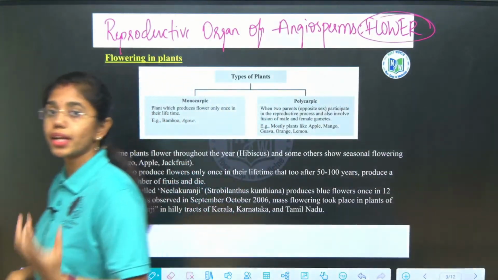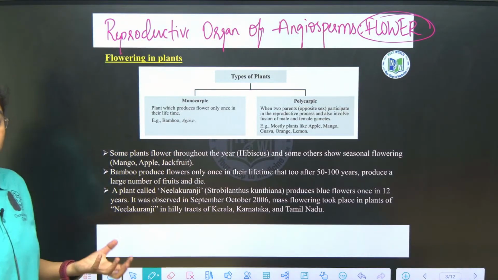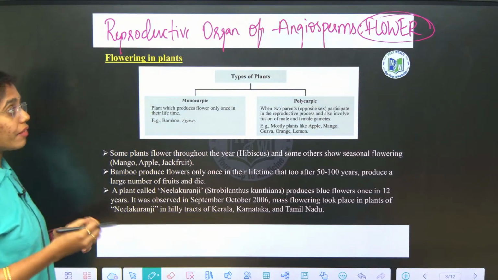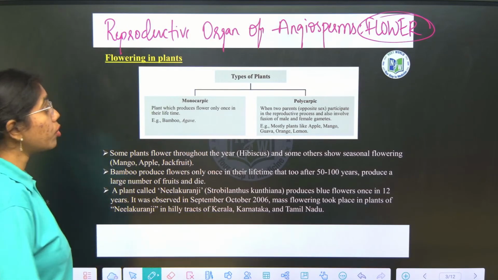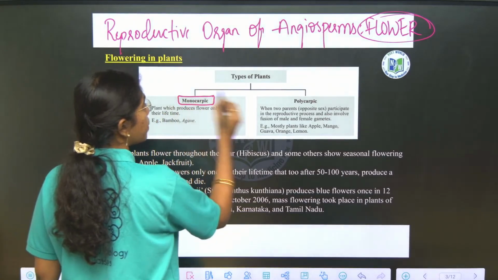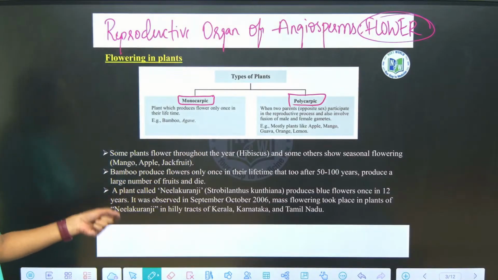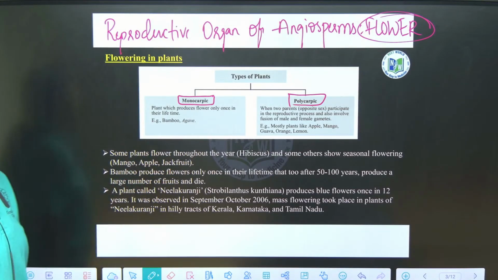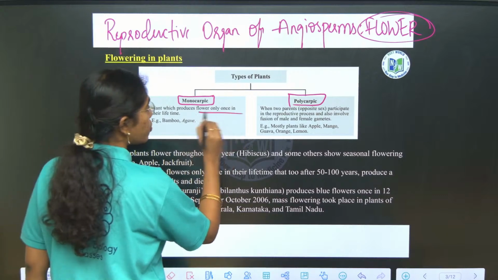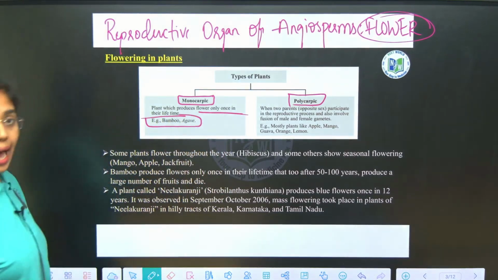That is again variable for different plants. You can see types of plants based on the flowering phenomenon. Here you have 2 types of plants: one is monocarpic and the second type is polycarpic. Monocarpic plants produce flowers only once in their lifetime, for example bamboo and agave.